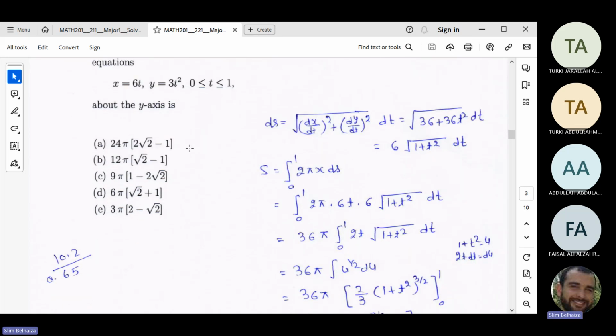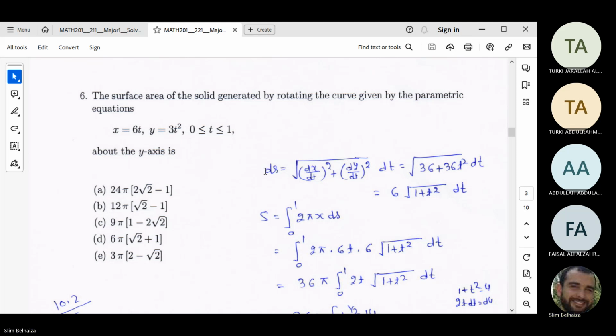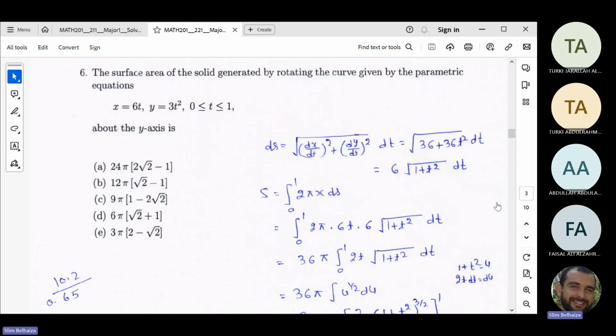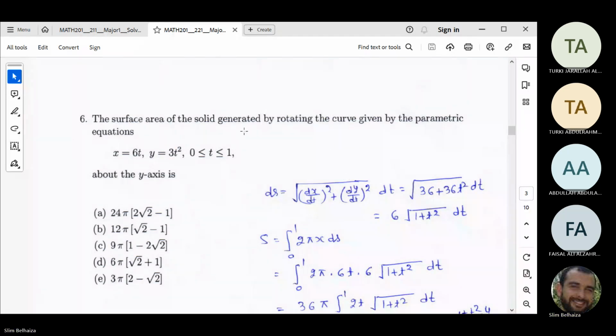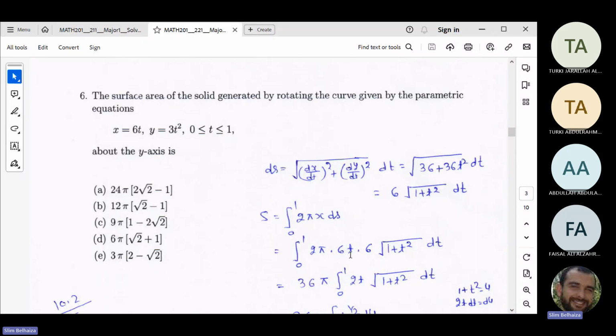Here, we use the formula for the surface area, which is inherited from the formula of the arc length. So we're going to have 2 pi, the integral from 0 to 1 of what? Of the radius. The curve given by the parametric equations is rotating about the y-axis. If you rotate about the y-axis, the radius is x, so 6t. And what you're going to integrate is the square root of what? dx over dt squared plus dy over dt squared.